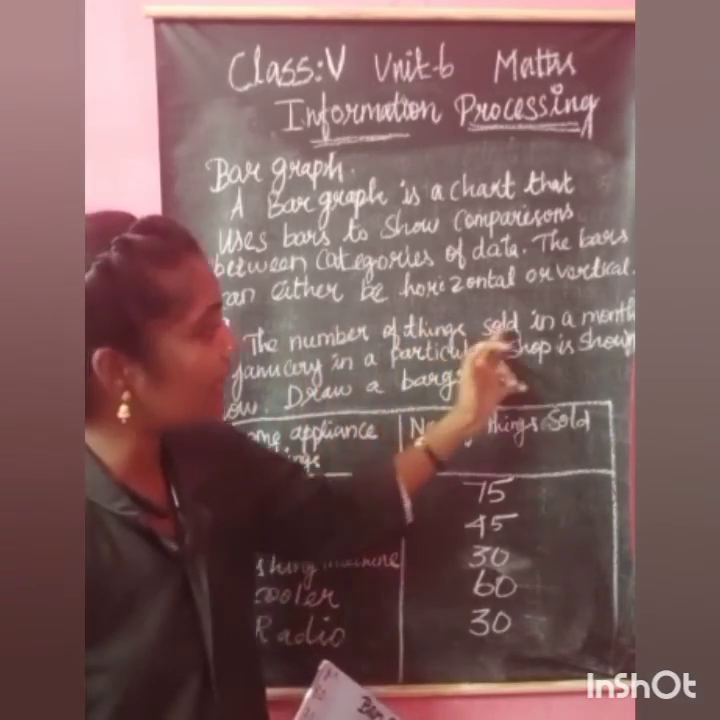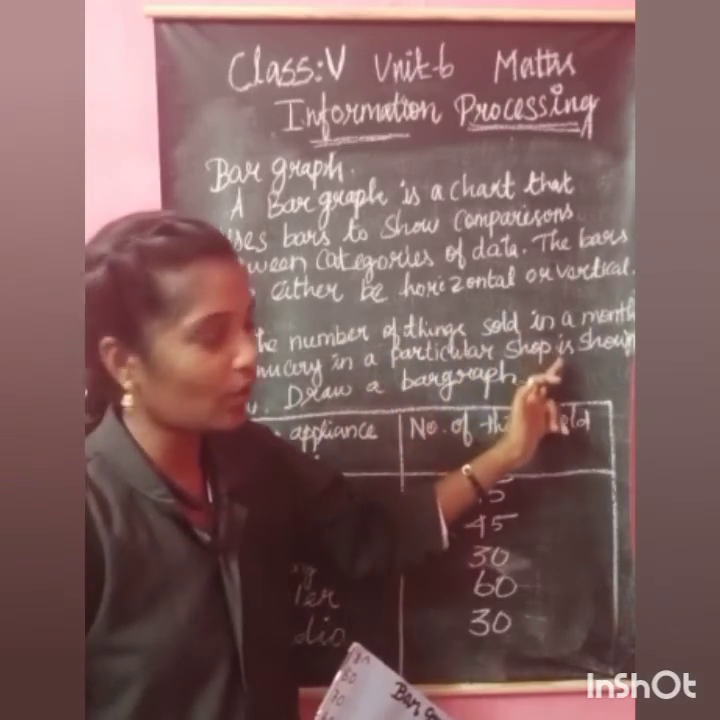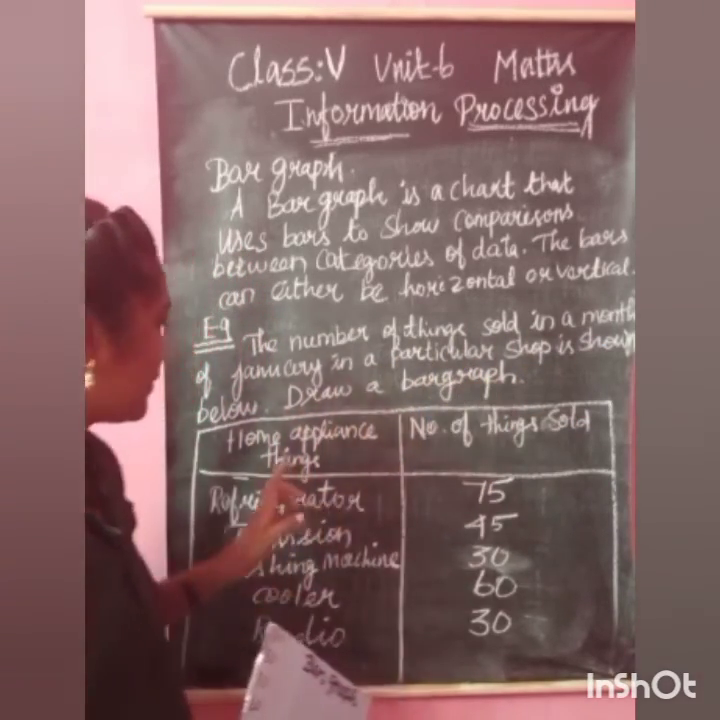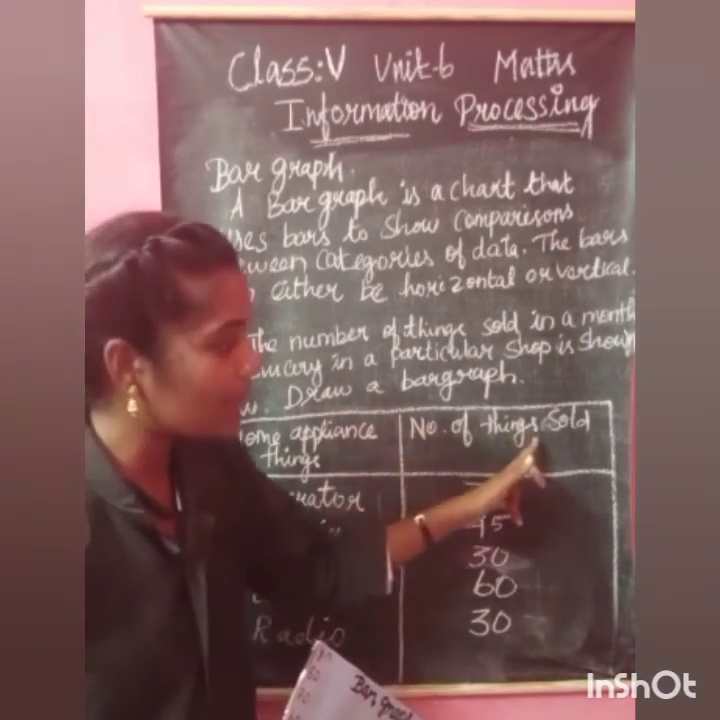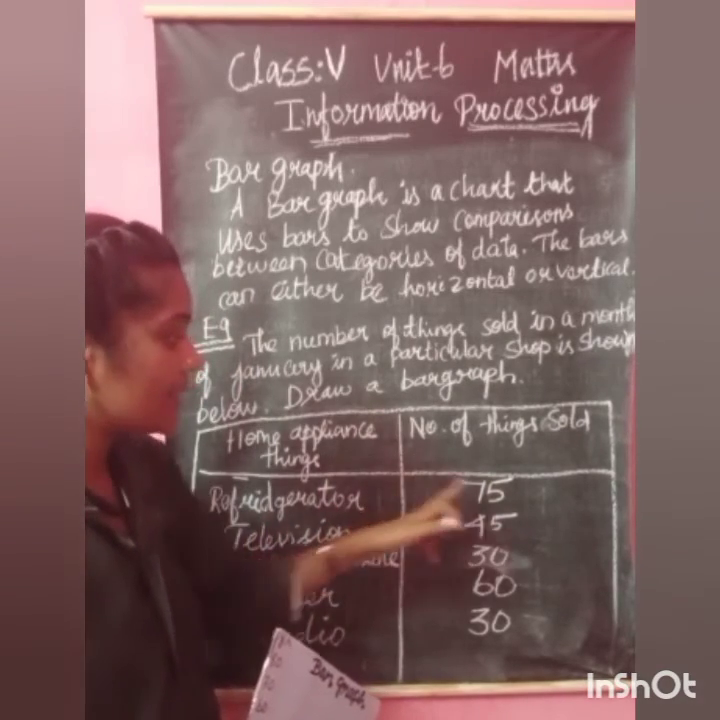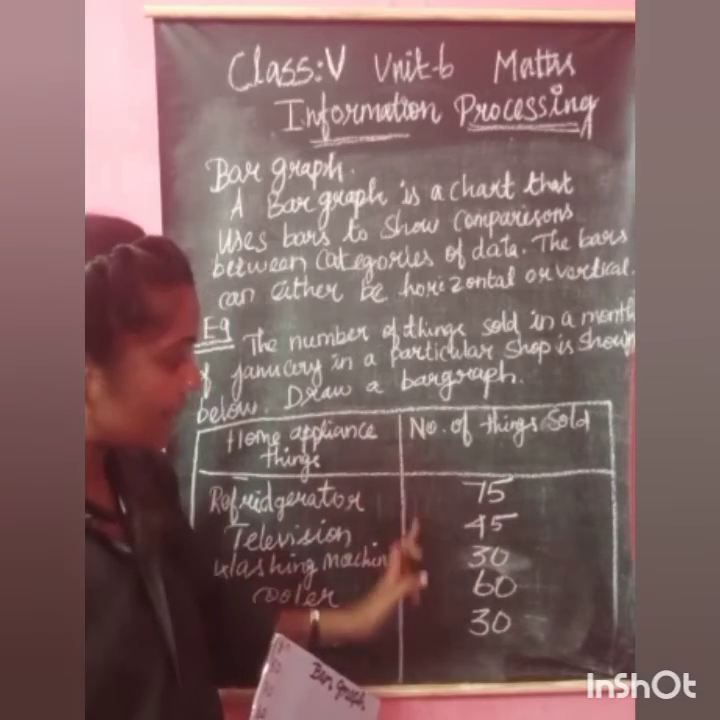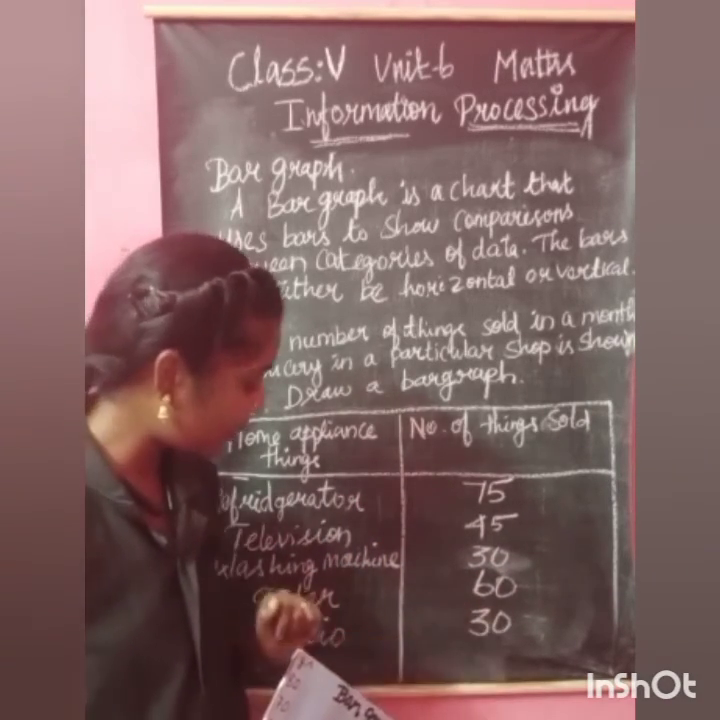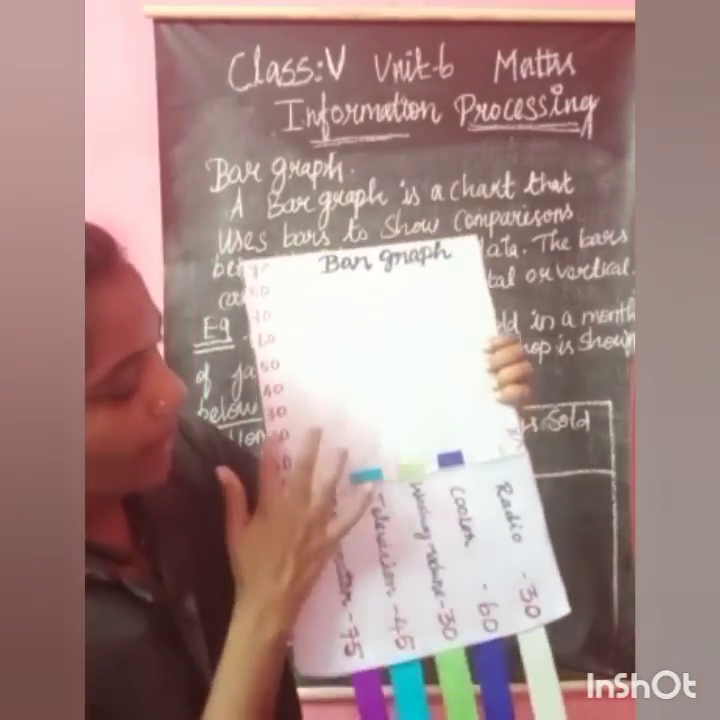Next, let's see the example, children. The number of things sold in the month of January in a particular shop is shown below. Draw a bar graph. First, home appliances are given here. Number of things sold: refrigerator 75, then television 45, washing machine 30, cooler 60, radio 30. Now draw the bar graph, children.